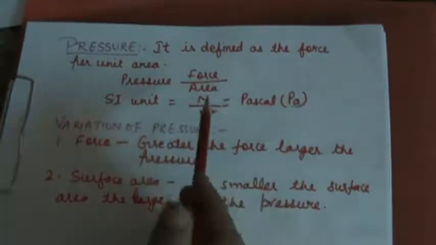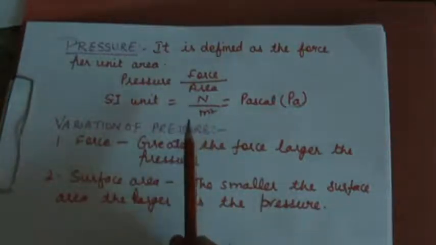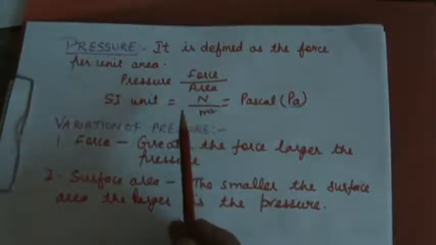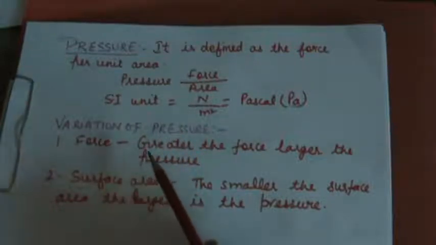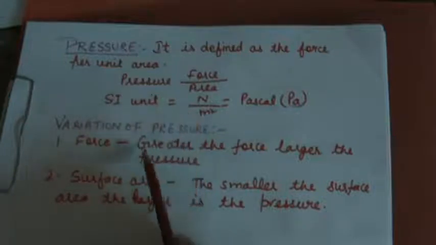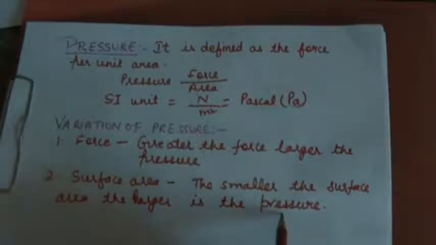And how does the pressure vary, or the variations of the pressure? Pressure depends on two things, students: force and surface area. The greater the force, the larger the pressure. The smaller the surface area, the larger is the pressure, and the greater the surface area, the lesser is the pressure.